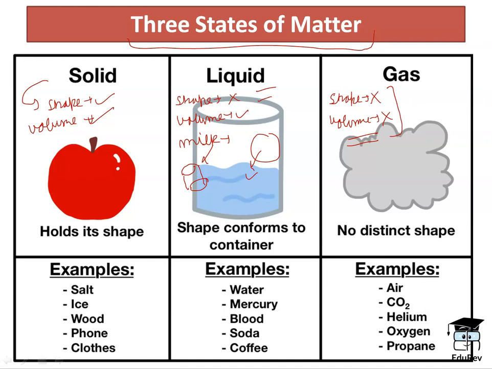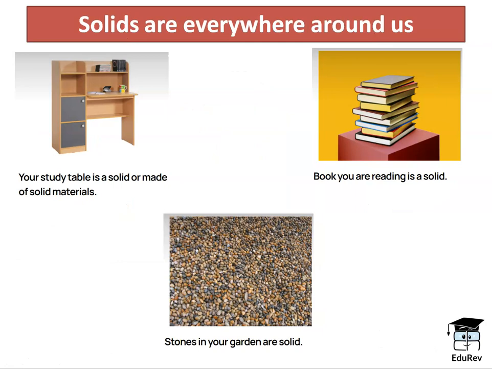Let's focus on solids. This chapter is of solid state. So solids are everywhere around us. Your study table is made up of solid. Your pen is solid. Pencil, your clothes, all these are solids. Now what constitutes a solid? What are the general characteristics or properties of solids? We will discuss it now.